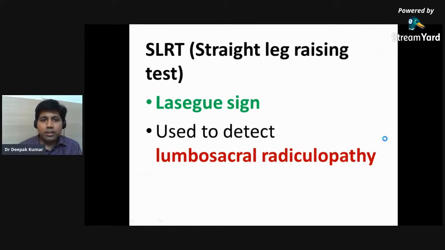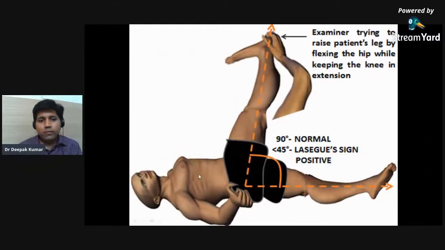So let me go to the next slide. Most students again know how to perform it. As an examiner, you raise the patient's leg while flexing at the hip and keeping the knee in extension, like this. You're flexing at the hip and keeping the knee straight, and this is the examiner's hand, right? And the patient is lying supine.